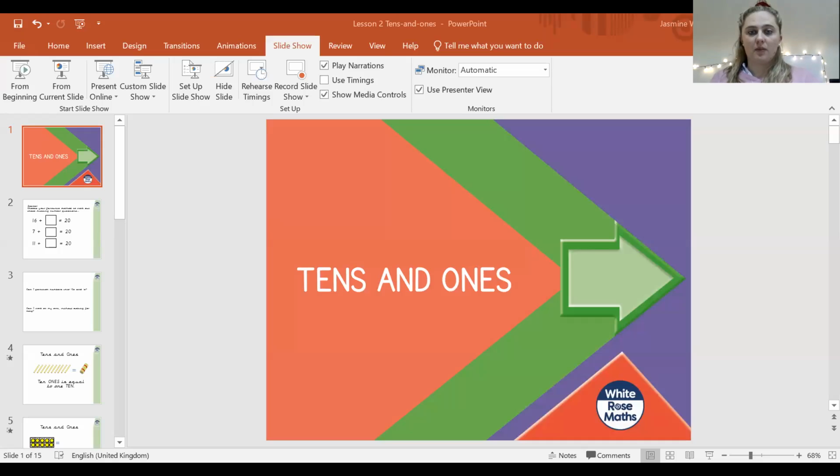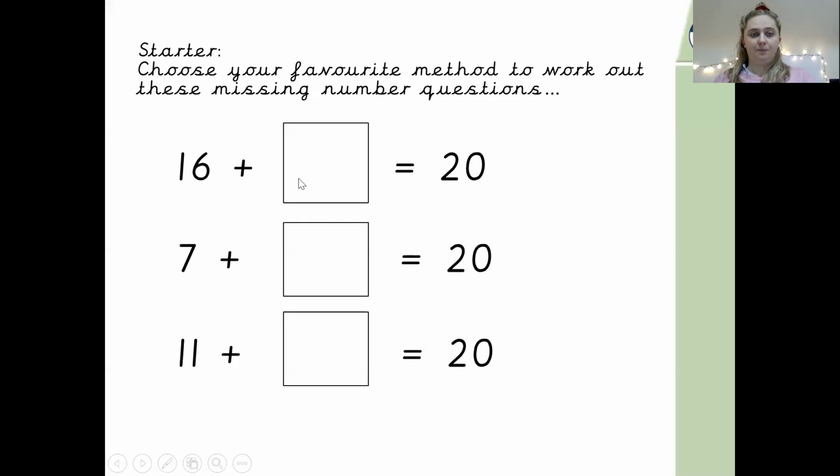There it is. Today we'll be looking at tens and ones. And you might be thinking, Miss Walker, what are you talking about? Well, before we dive into that, I'd like you to pause the video straight away and write down these 3 missing number questions and fill in the blanks. Okay, off you go.